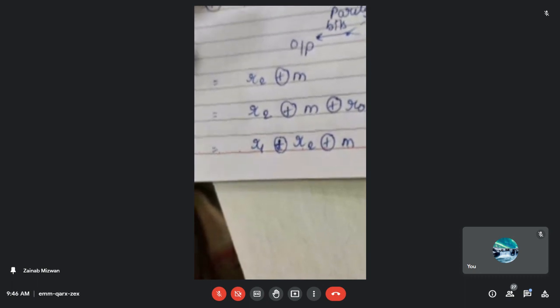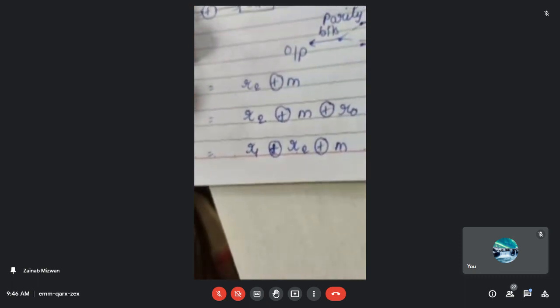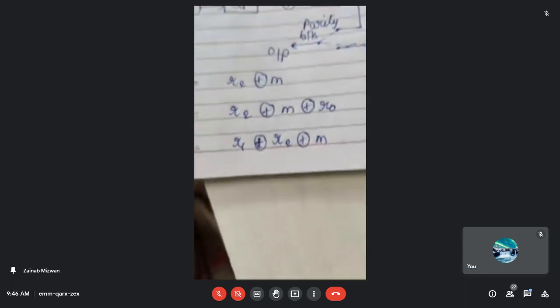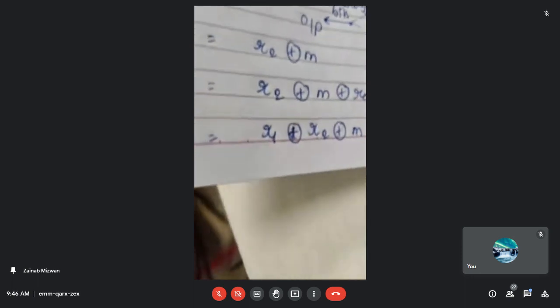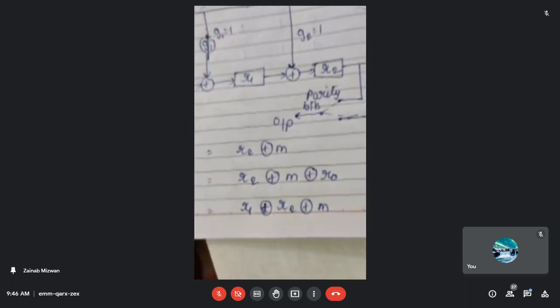Again, I am dictating. R0 dash equals R2 XOR M. R1 dash equals R2 XOR M XOR R0. And R2 dash equals R1 XOR R2 XOR M. Yes, ma'am, done.